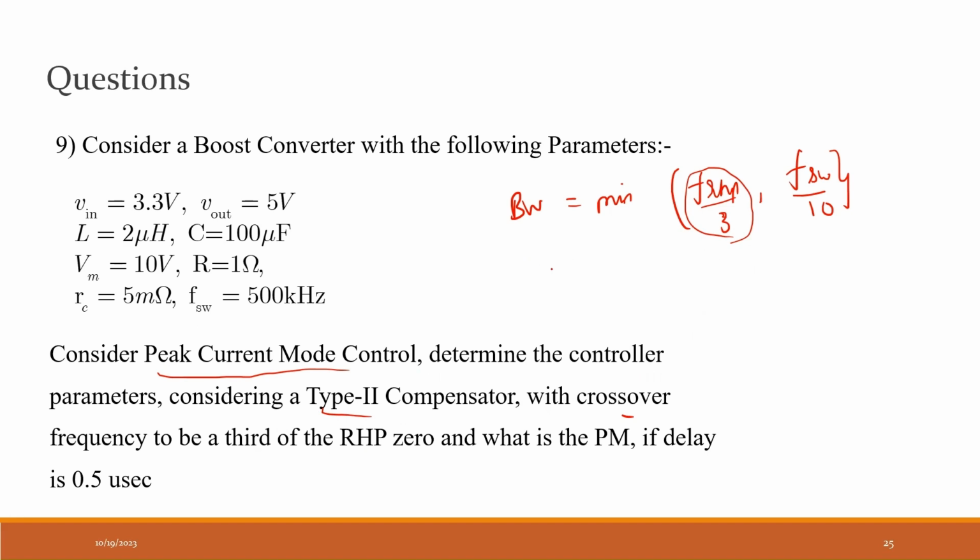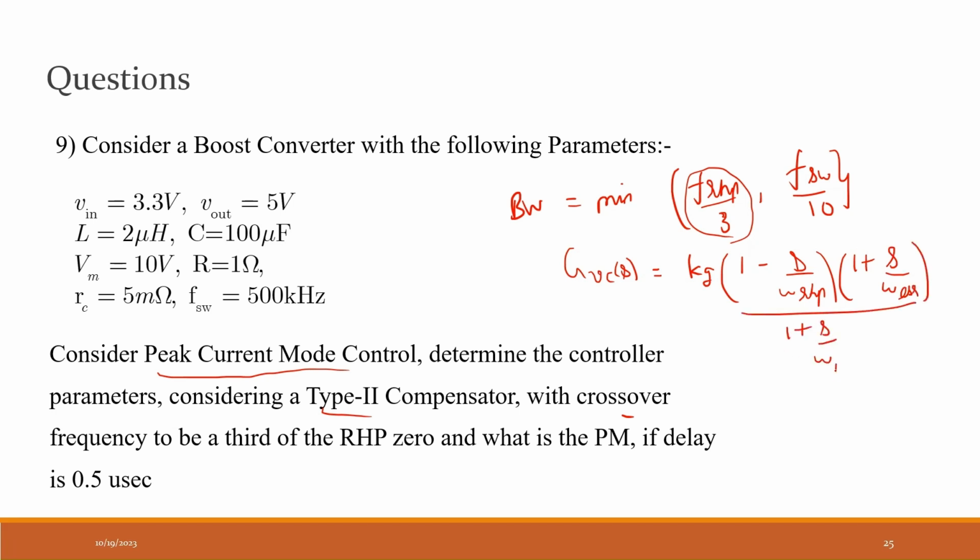So what is the procedure? In this case, my G VC of s, the transfer function for the peak current mode control boost converter, is K g into 1 minus s upon omega RHP into 1 plus s upon omega ESR, upon 1 plus s upon omega pole.